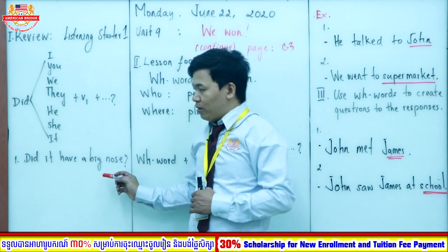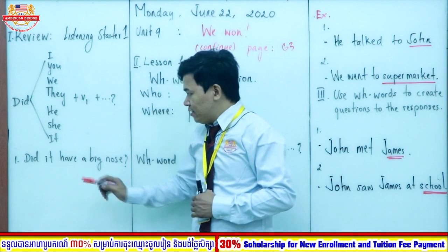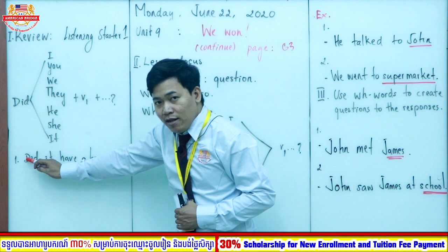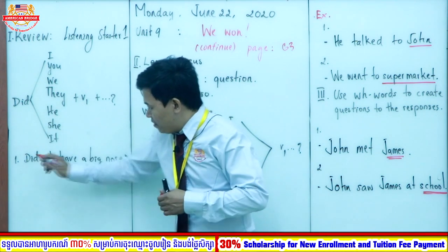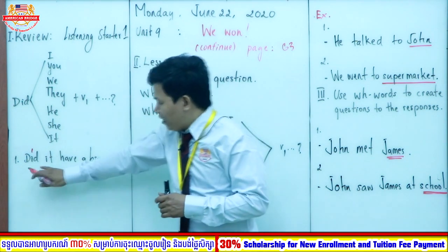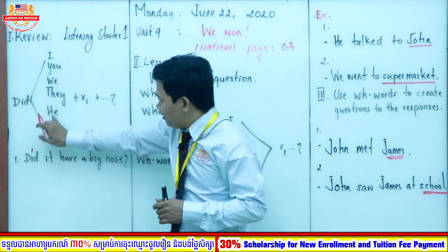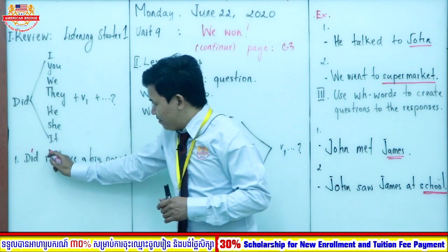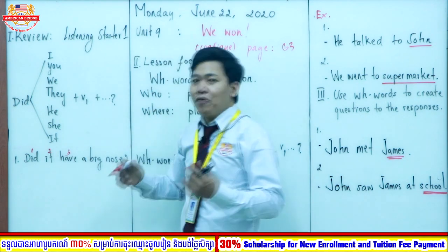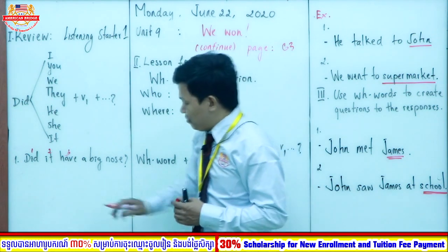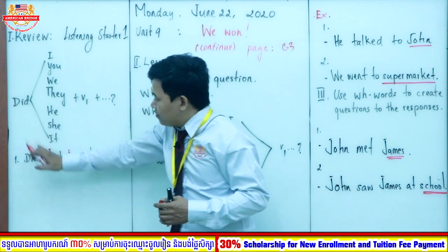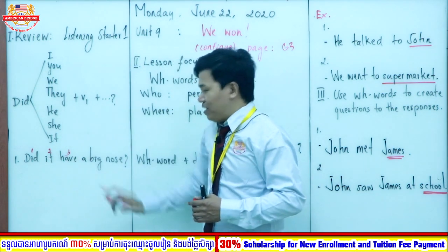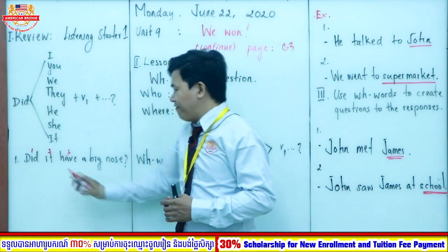This is the example that I have provided for you to learn. You can see did, so it is put at the beginning of the sentence. I put it first, and then I put the subject pronoun. You can see the subject pronoun it, right? And then I put verb 1, have. This is number 2, this is number 3. It follows the same pattern, everyone. It's easy for you. Did it have? Yes, good. A big nose. Read together. Did it have a big nose?